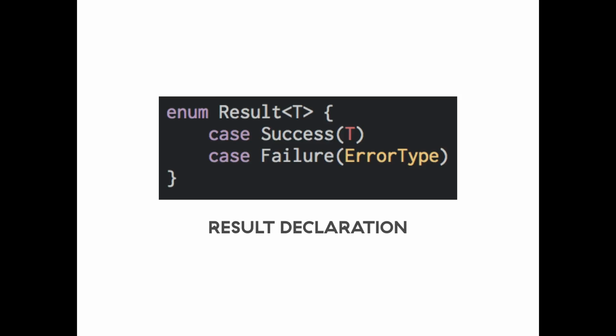So as I mentioned before, result is basically an enum. So this looks a lot like Swift's optional. Swift's optional has some and none, but result will always have either a success value with an associated value of the generic type you entered, and failure will always have an associated value that is of an error type.